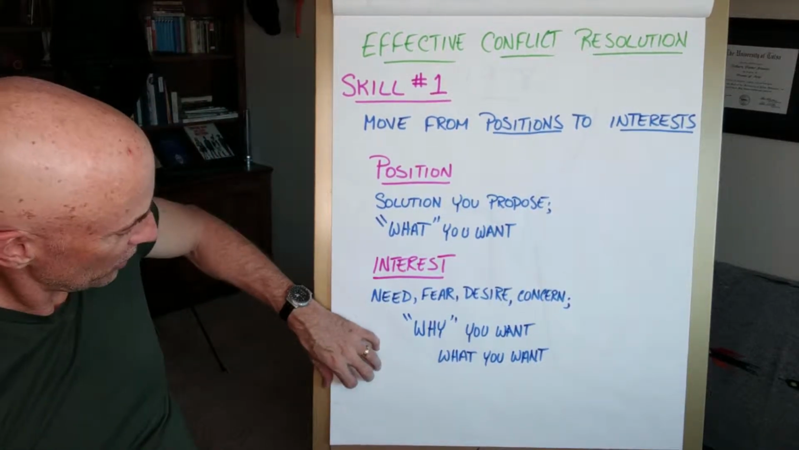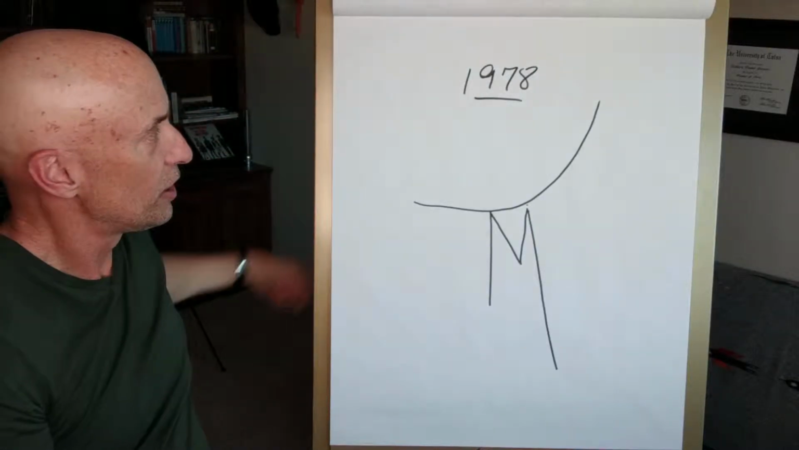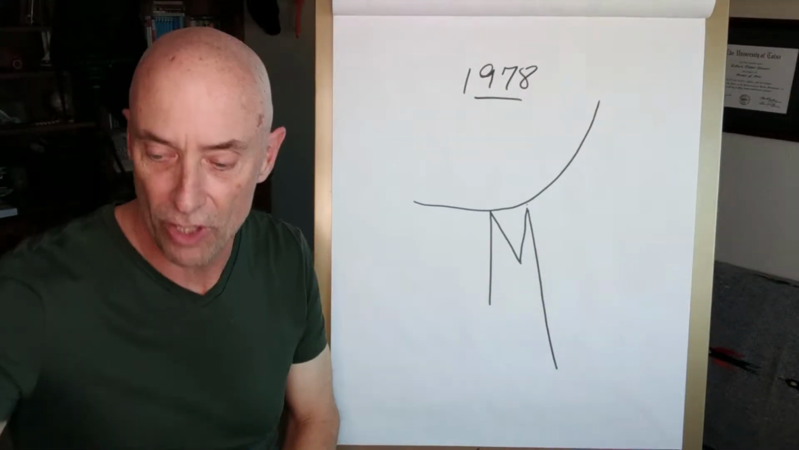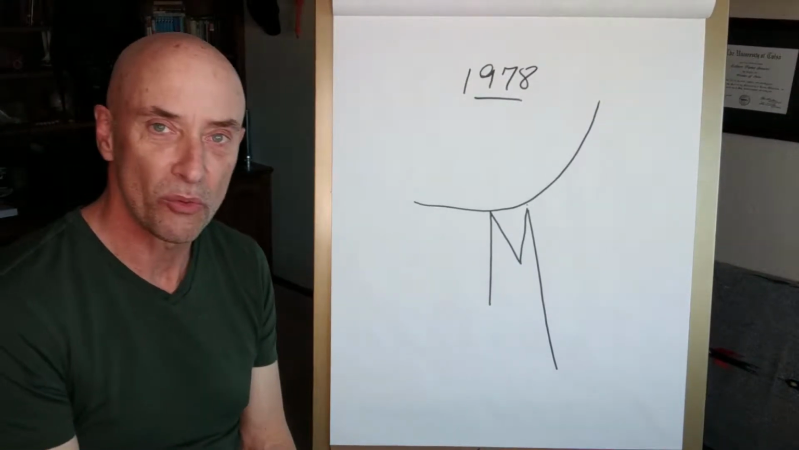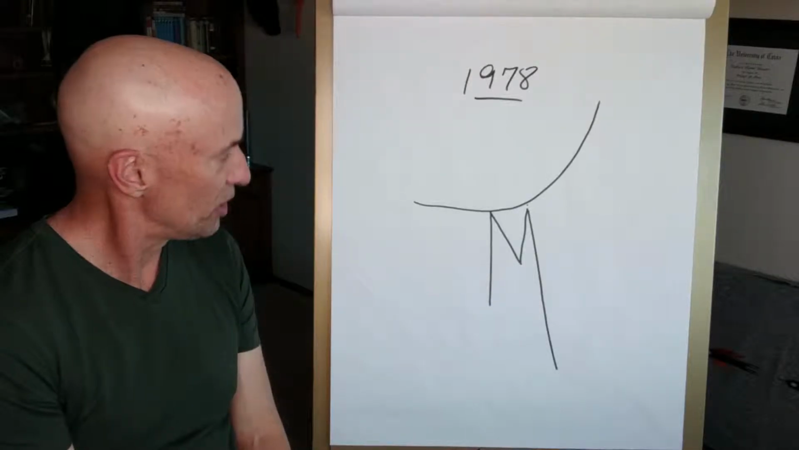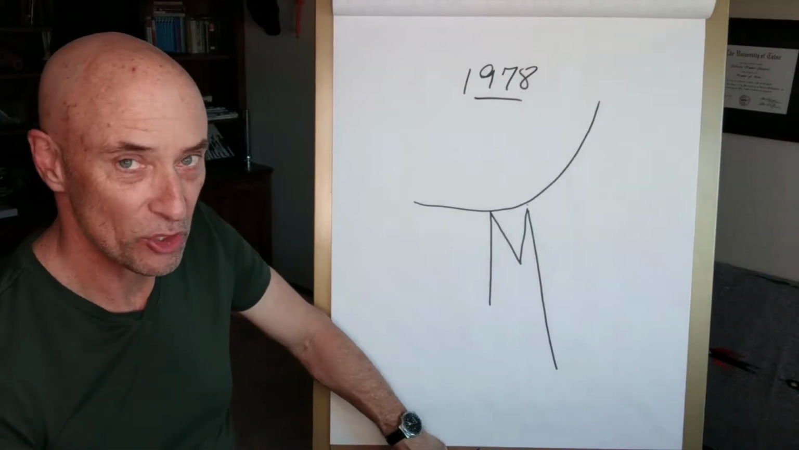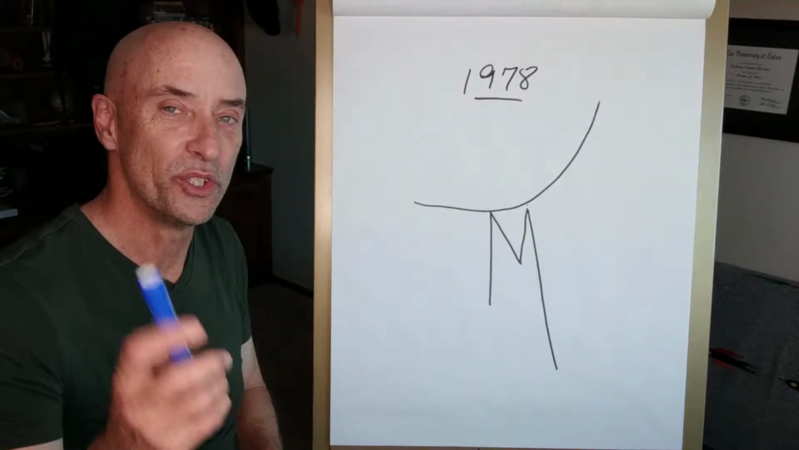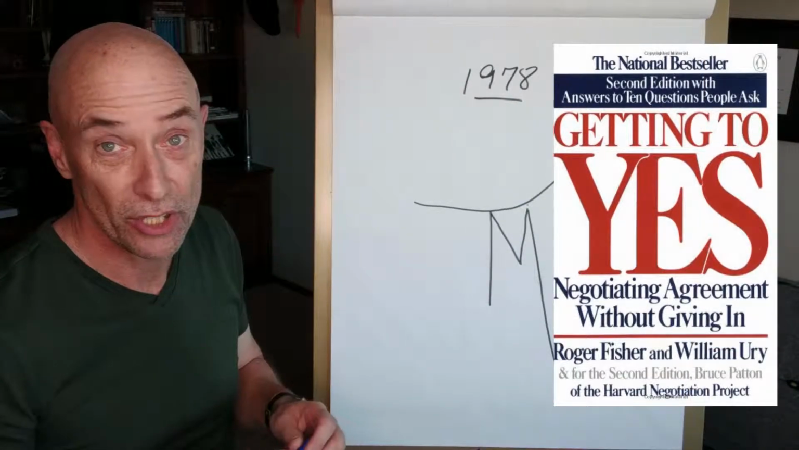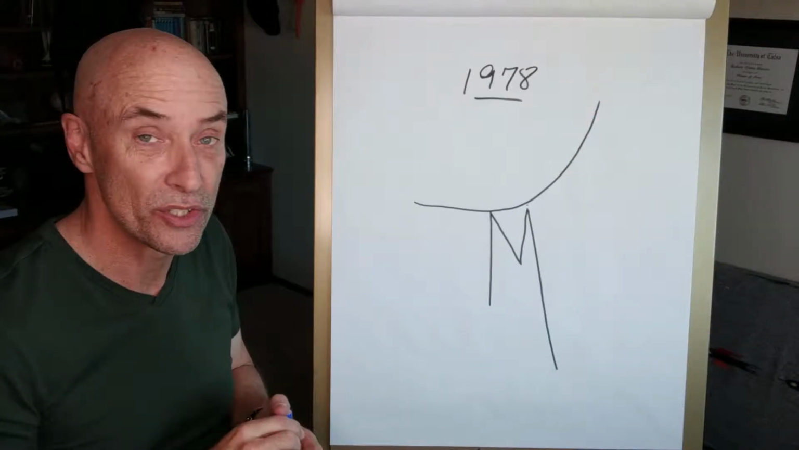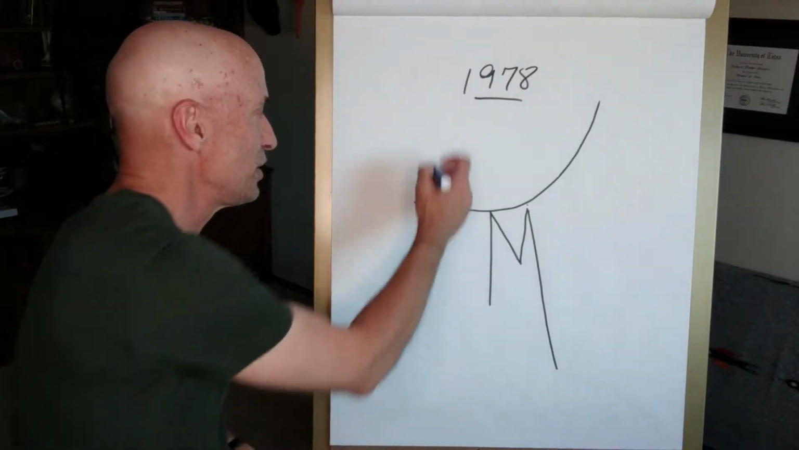Let me see if I can illustrate a little bit further. And this one actually goes back into history as to how moving from positions to interests actually helps. If you notice my wonderful artwork here, this is actually meant to be a place on the globe, and it's 1978. If you've read the classic work Getting to Yes by Fischer and Ury, that is a classic in the field of conflict resolution. They talk about this example. But for those who haven't, this is the Mediterranean.